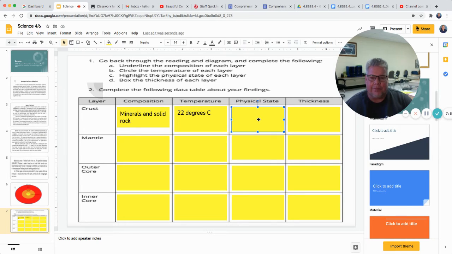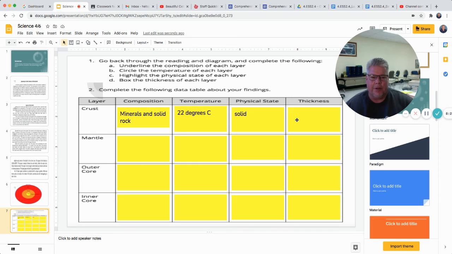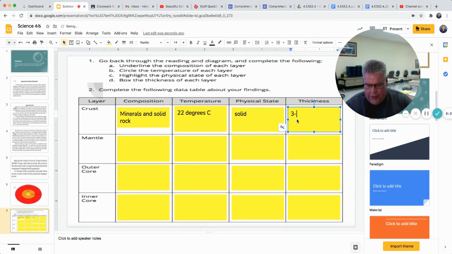Physical state, okay, that means is it solid? Is it liquid? So what's the crust? If it's made out of rock, it's solid, right? So 2 of the layers are solid and 2 of them are kind of liquid. So you want to read about that. Thickness, well, we've got to go back to that chart. It tells us how thick it is. It's 3 to 30 miles thick. So then I go back here and I'm going to put 3 to 30 miles. All right.